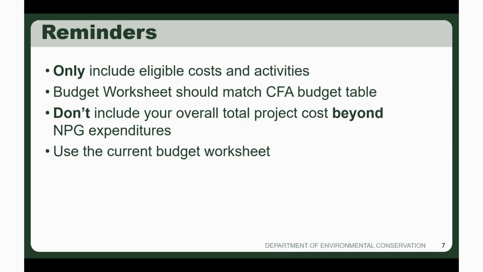A few budget worksheet reminders: only include eligible project costs and activities that you want to be reimbursed by NPG funding on your budget worksheet. Do not include ineligible costs. You can review the list of both eligible and ineligible costs by project type in the program overview. And check to make sure that your requested amount in the budget worksheet matches the amount that you put in the budget table in the CFA.